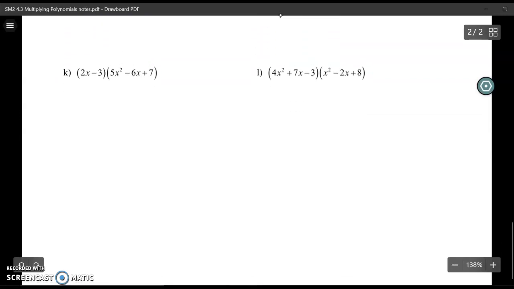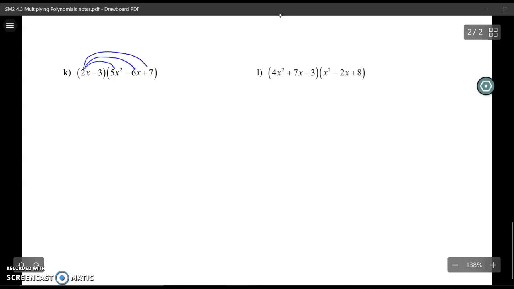So let's look at K. So K looks a little bit different than the ones we were just barely doing because the first polynomial has 2 terms, it's a binomial. The second polynomial has 3 terms, it's a trinomial. So we're going to work through this example and you're going to see that it actually is pretty much the exact same as what we were just barely doing. The idea is that I have to take everything from the first polynomial, so from the 2x minus 3, and distribute it with everything in the second one.